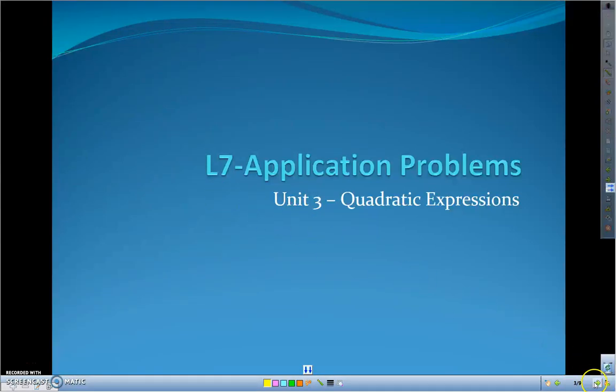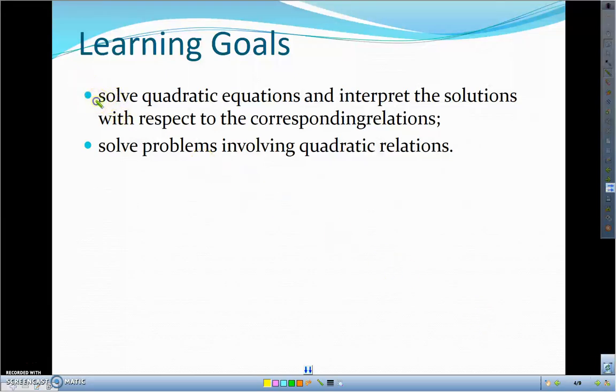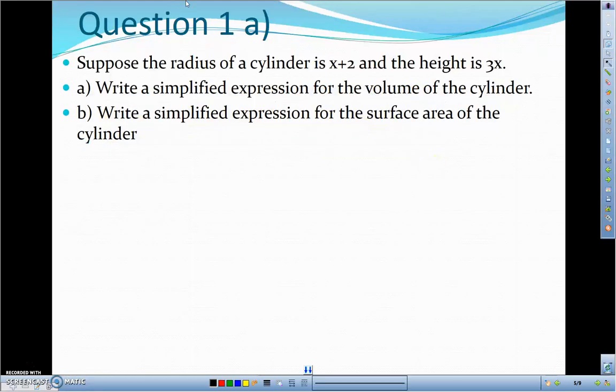So this is our last unit. Our application problems is the focus, and specifically we expect to solve quadratic relations and interpret solutions with respect to corresponding relations and solve problems that involve quadratic relations. Here's the first question. And I encourage you to always pause at the start of each question before I do the solutions. Give it a try before you see the solutions. This will probably look a little bit easier than it actually is because I've had a lot more practice. I truly believe that the more you practice, the better you'll become at doing word problems.